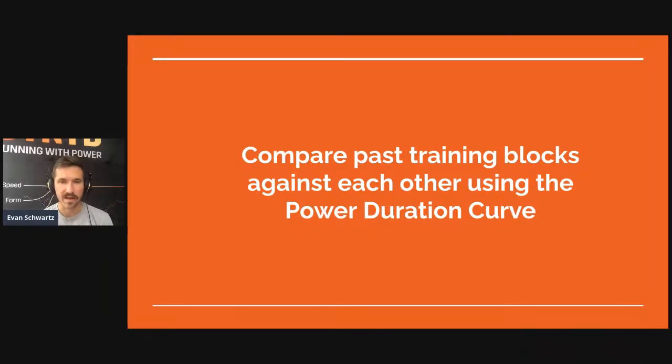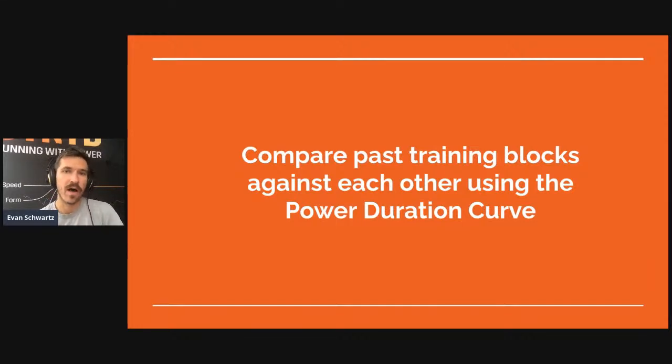So being able to compare past training blocks against each other using the power duration curve. If you go to your Power Center, you go to your Stryd mobile app, you should be able to make a note of when you've started training. Again, this is an important thing for tagging or renaming your runs. You can make these notes to yourself and be able to compare things over time.